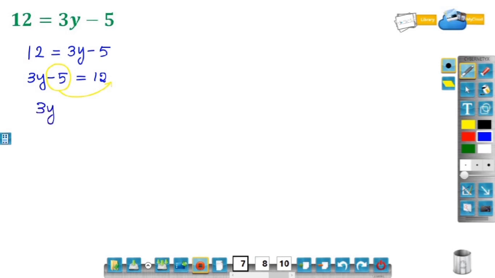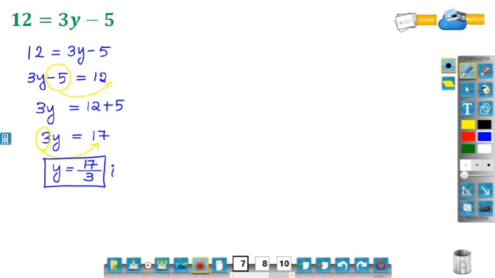Now first we have to transpose minus 5 to the RHS. So subtraction becomes addition. 3y is equal to 12 plus 5. 3y is equal to 17. 3 into y is equal to 17. So multiplication becomes division. Move 3 to the RHS. So y is equal to 17 by 3 is the solution.